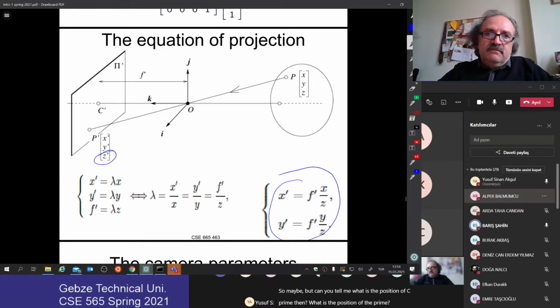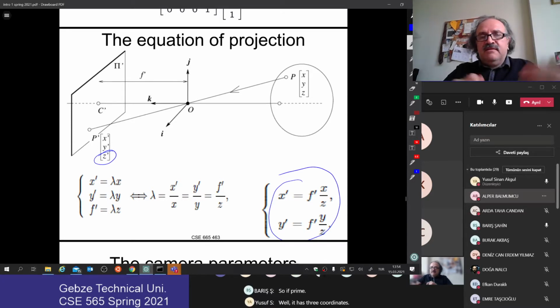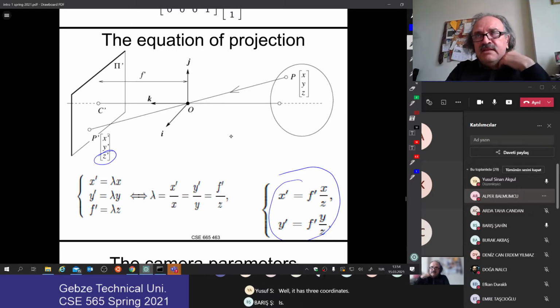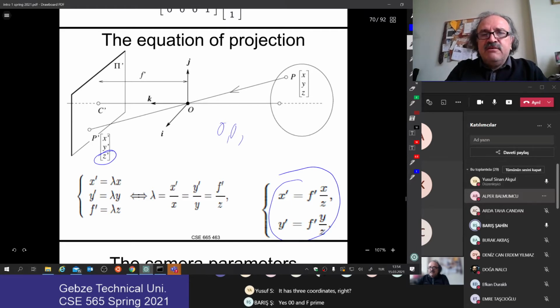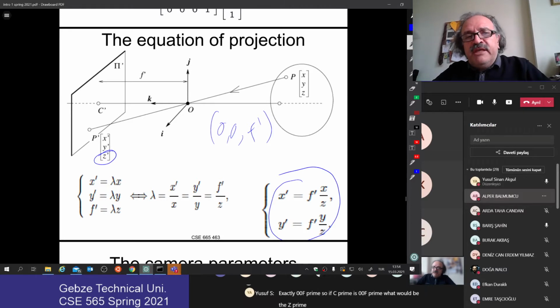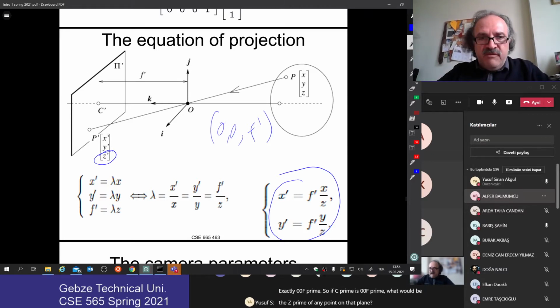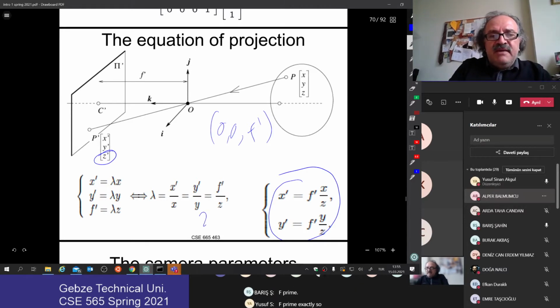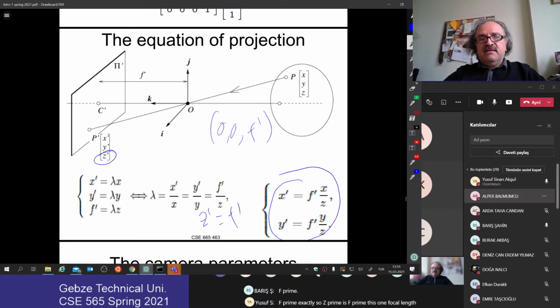F prime? Well, it has 3 coordinates, right? Yes, 0, 0 and F prime. Exactly, 0, 0, F prime. So if C prime is 0, 0, F prime, what would be the Z prime of any point on that plane? F prime, exactly. So Z prime is F prime. This one, focal length. Okay.